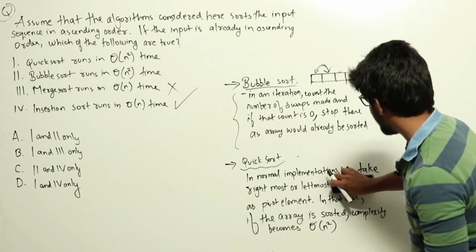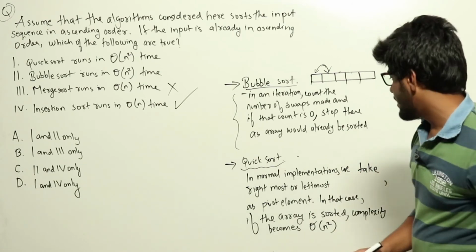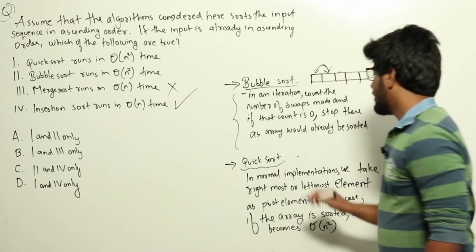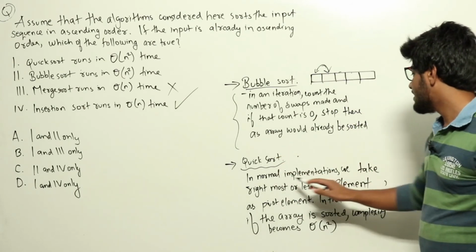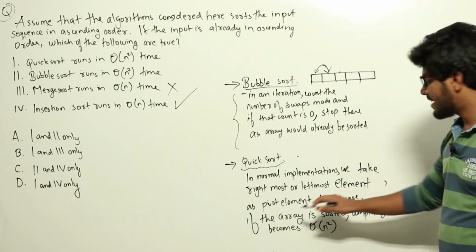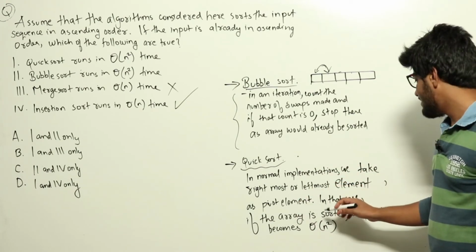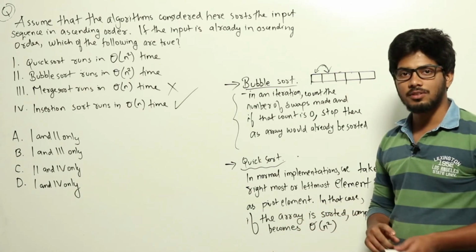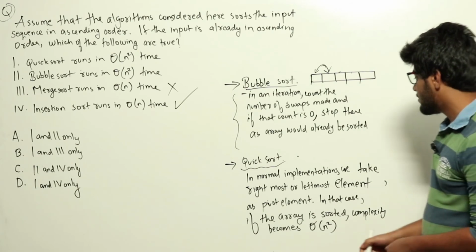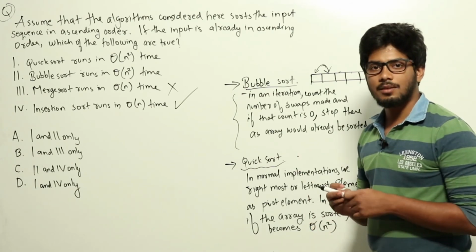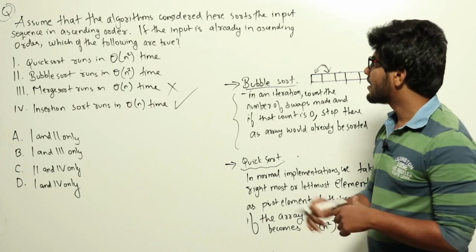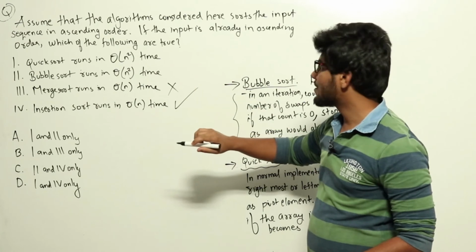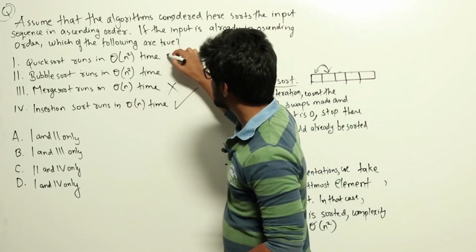Sorry, I made a mistake here. In normal implementations of Quicksort, we take the rightmost or the leftmost element in the array as the pivot element. If we are doing that, and if the array is in sorted order, then the complexity of Quicksort will become theta n square. Now this is known. If you take the rightmost or the leftmost element as the pivot element, and the array is sorted, the Quicksort runtime will become theta n square time. That is the worst case running time of the algorithm. So for this question, we will consider this as correct.